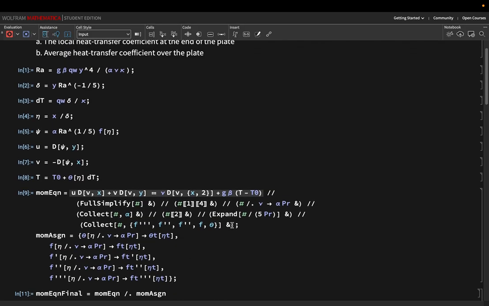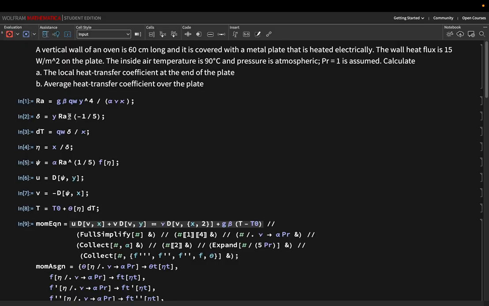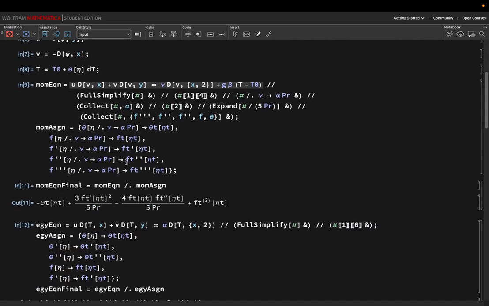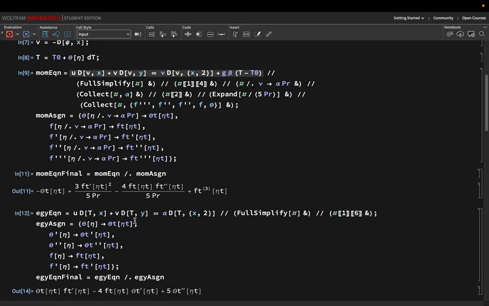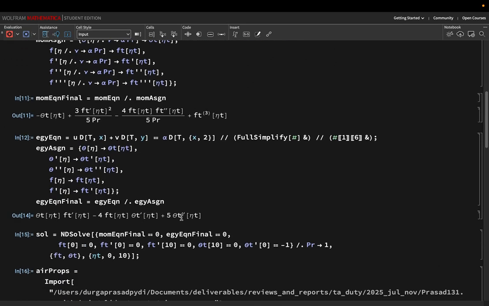They might use different values here. Instead of this, they will use a different relation where, instead of the Rayleigh number directly, they put Ra to the power 1/5, or they will use the Grashof number, different ways. All that would change is that this final equation will have a slightly different form from the one I have shown here, but eventually the solution would be the same. Similarly, you solve for the energy equation. So this would be the equation I'm getting.